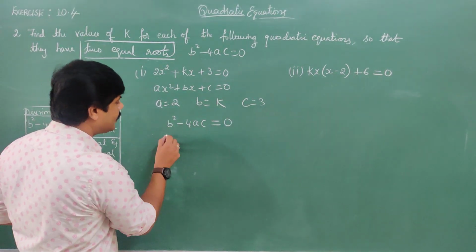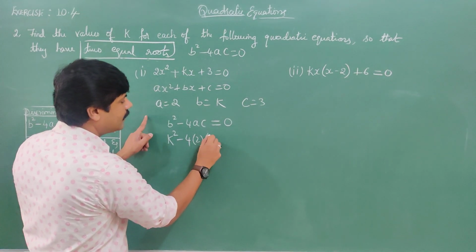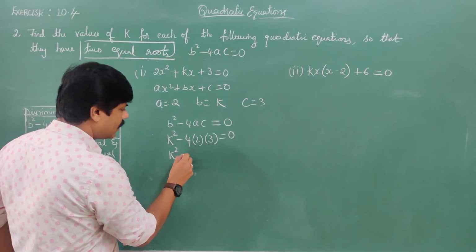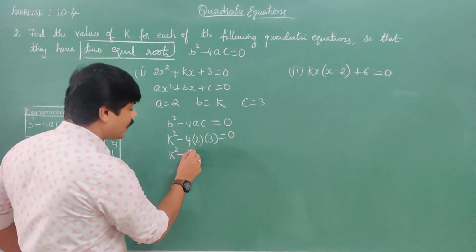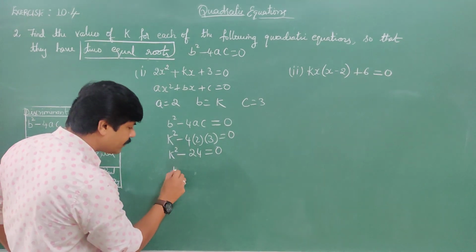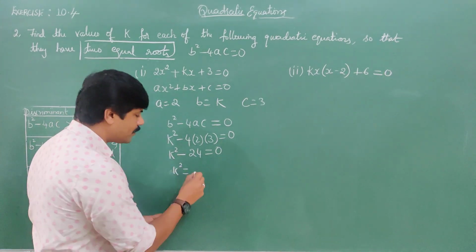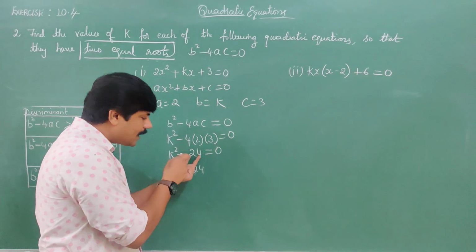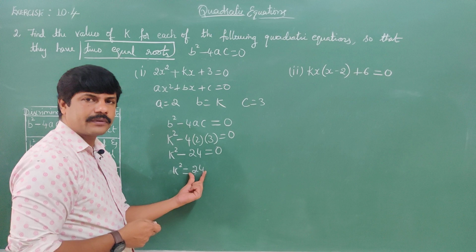b square is nothing but k square, minus 4, a is nothing but 2, c is nothing but 3, is equal to 0. k square here minus 4 times 2 is 8, 8 times 3 is 24, equals 0. Understand? Or k square is equal to minus 24, transferred to the other side, becomes plus 24. How? By adding plus 24 on both sides. Here minus 24 plus 24 gets cancelled and remains k square is equal to 24.